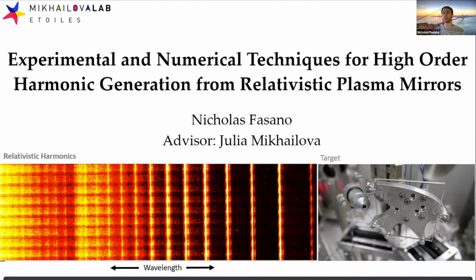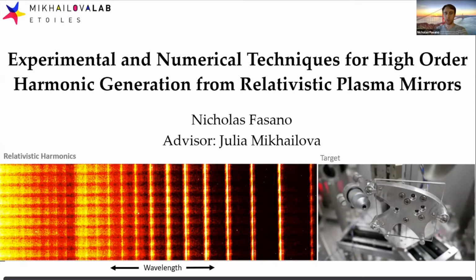Relativistic harmonic generation is a physical phenomenon where, when you focus intense light onto a solid target, XUV radiation is emitted in the specular direction in the form of harmonics, where harmonics are integer multiples of the laser frequency. Here I show an experimentally measured harmonic spectrum, where these bright lines are indicative of each harmonic, which again are just integer multiples of the laser frequency. The goal of this talk is to discuss our approaches for achieving enhanced harmonic generation.